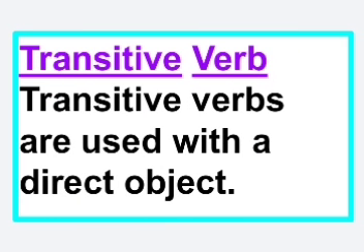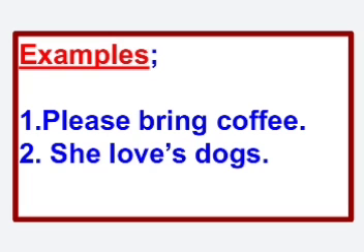Let's see the next verb, the transitive verb. Transitive verbs are used with a direct object. These verbs show the transfer of action to an object. Without the object, the sentence may be incomplete. Okay, let us see the examples. With the help of the examples, see the first one: Please bring coffee.